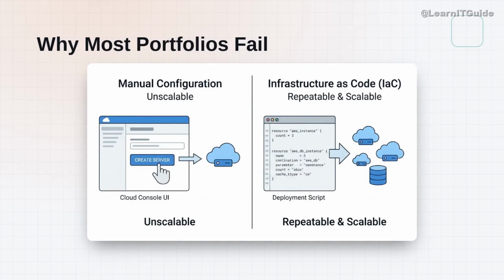So why do most portfolios fail? It is simple. Clicking buttons in the AWS console does not scale. In a real-world enterprise, you need to be able to recreate your entire environment from a script. If you cannot do that, you are not ready for a DevOps or cloud role. That is the gap we are bridging today.